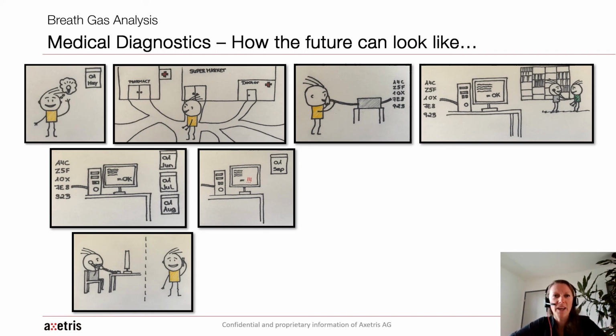You see, gas measurement technology can be very helpful to us in many aspects of life.